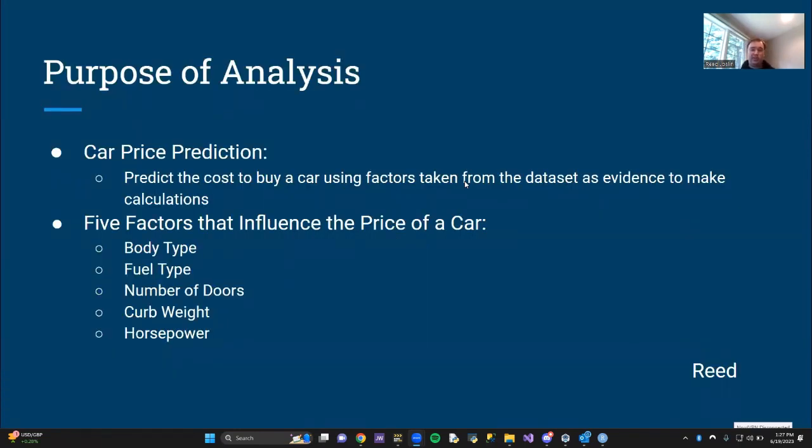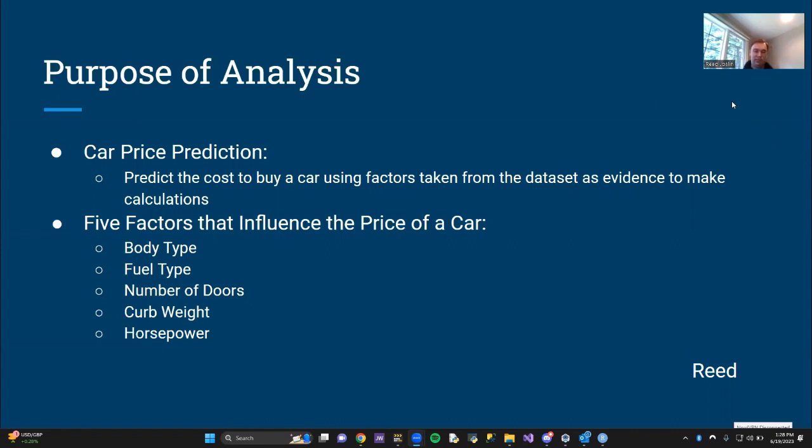For the purpose of the analysis of our data, why we chose this file, technically, by analyzing the data in R, we can learn how to predict the cost of a car using different factors taken from the data set as evidence to use in the calculations. The data set's pretty big.